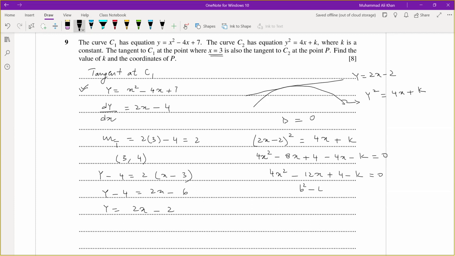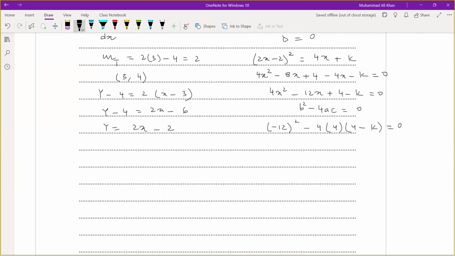Now b square minus 4ac equals 0. What is the value of b? Minus 12 square minus 4. What is the value of a? 4. What is the value of c? 4 minus k equals 0. Now, after that, 12 square is 144. Minus 4 fours are 16, and 16 fours are 64. Now, 4 fours are 16, and 16 into k is plus 16k equals 0. According to this, the value of k is minus 5.